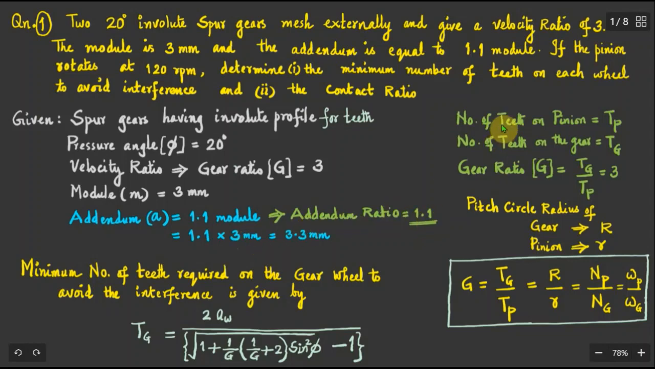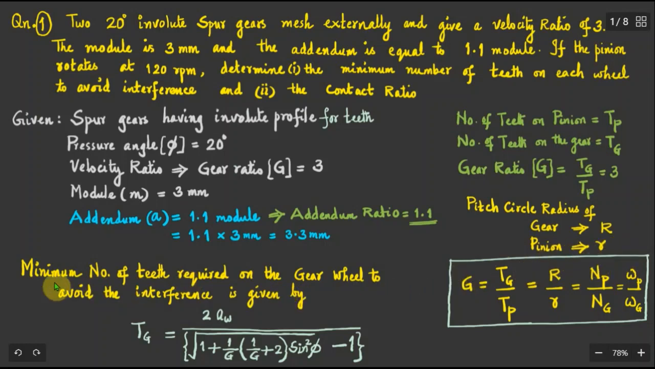Number of teeth on the pinion, let it be capital T suffix P. Number of teeth on the gear, let it be TG, and gear ratio G is equal to number of teeth on the gear divided by number of teeth on the pinion. Usually the smaller gear is considered as the pinion and the bigger one is the gear wheel. So gear ratio G is TG by TP, that is equal to 3. Pitch circle radius of the gear, let it be capital R, and pitch circle radius of the pinion, let it be small r.